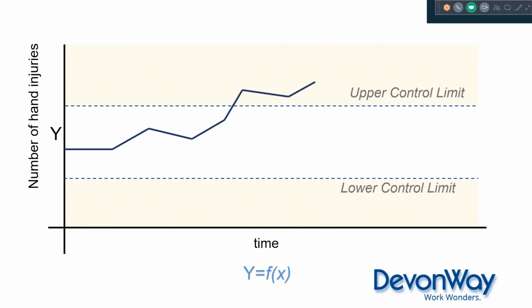A process improvement is any process that has gone out of control. Take a look at this standard control chart. In this case, the output variable that has gone out of control is the number of hand injuries. The way that you would reduce this number is to initiate a process improvement where you would identify what the inputs are to hand injuries.